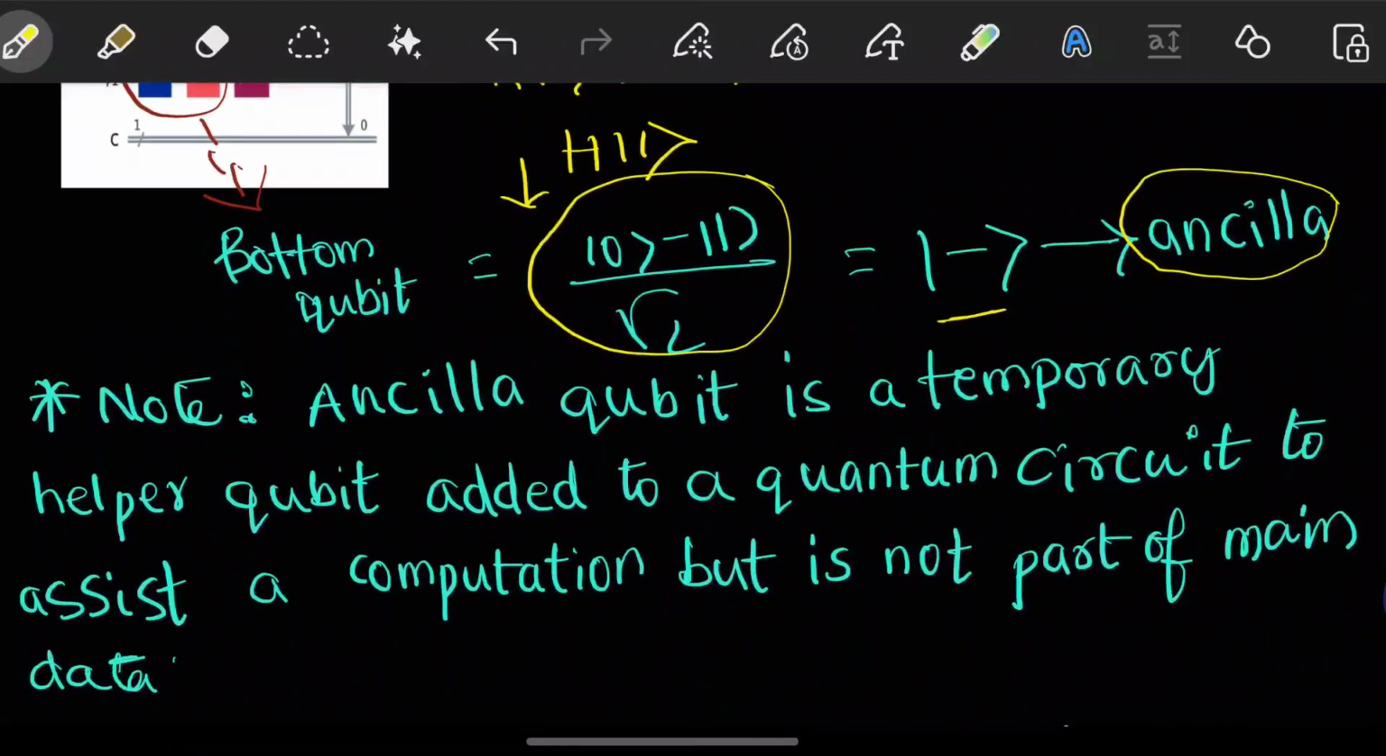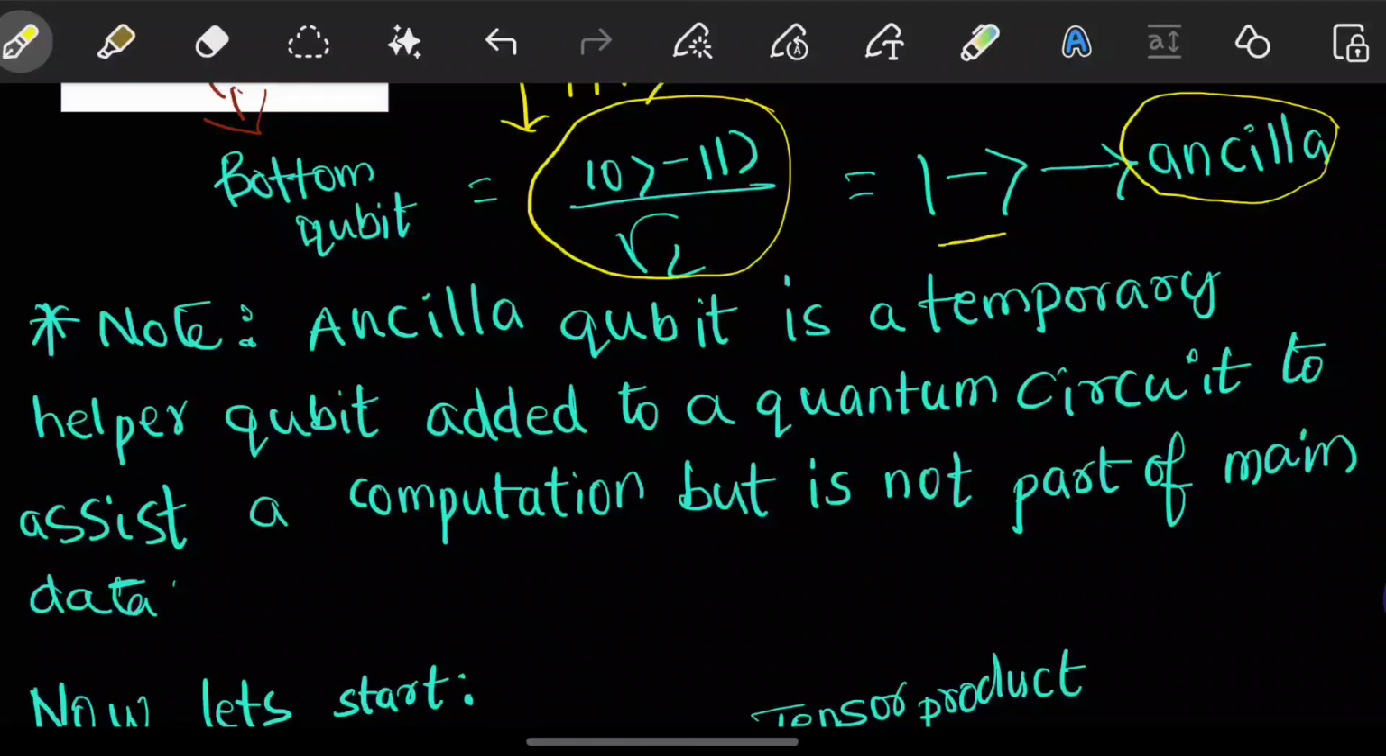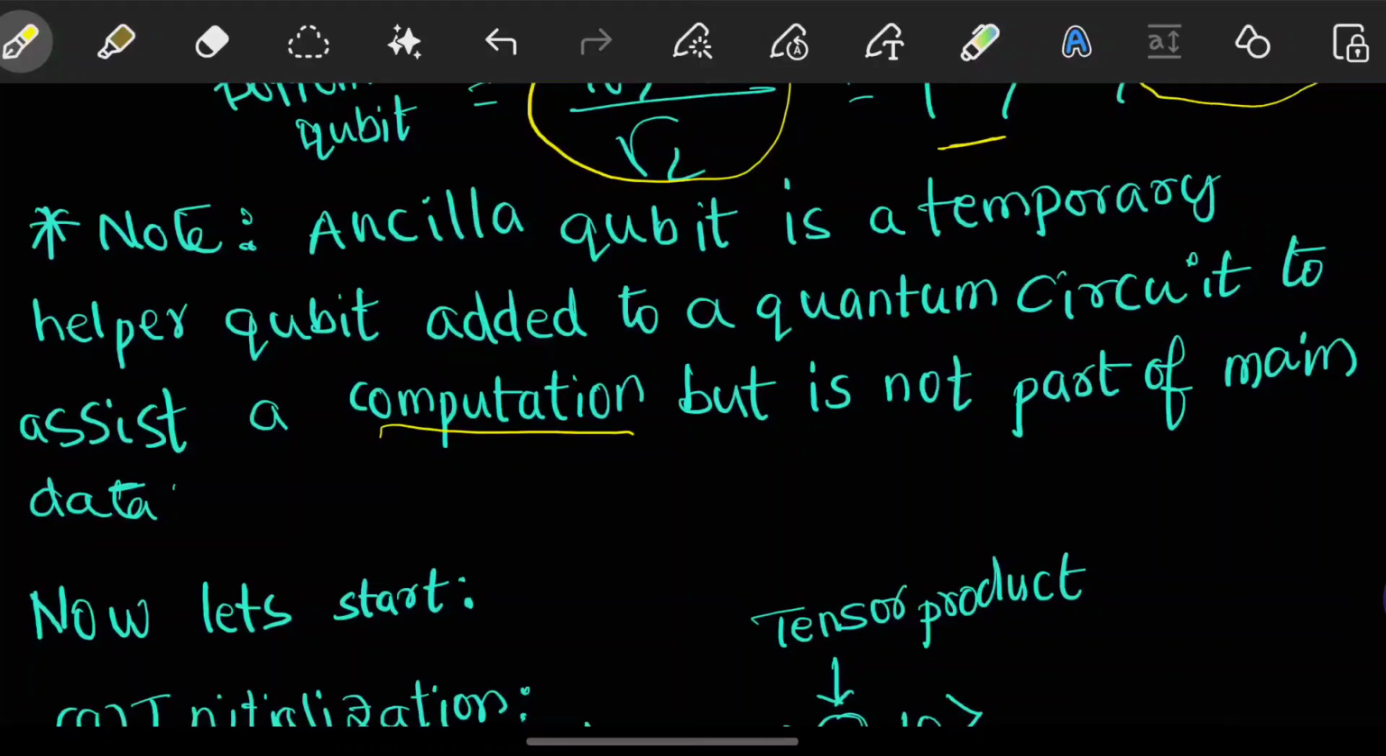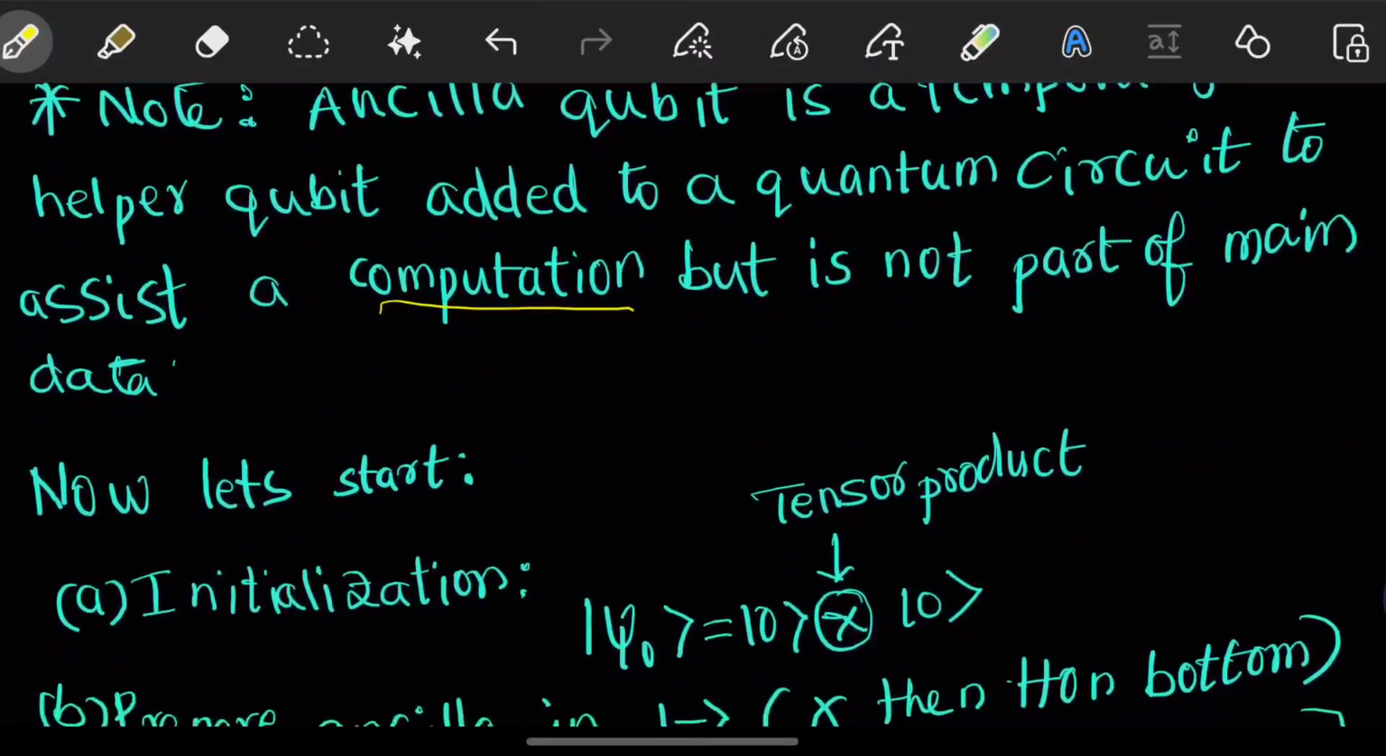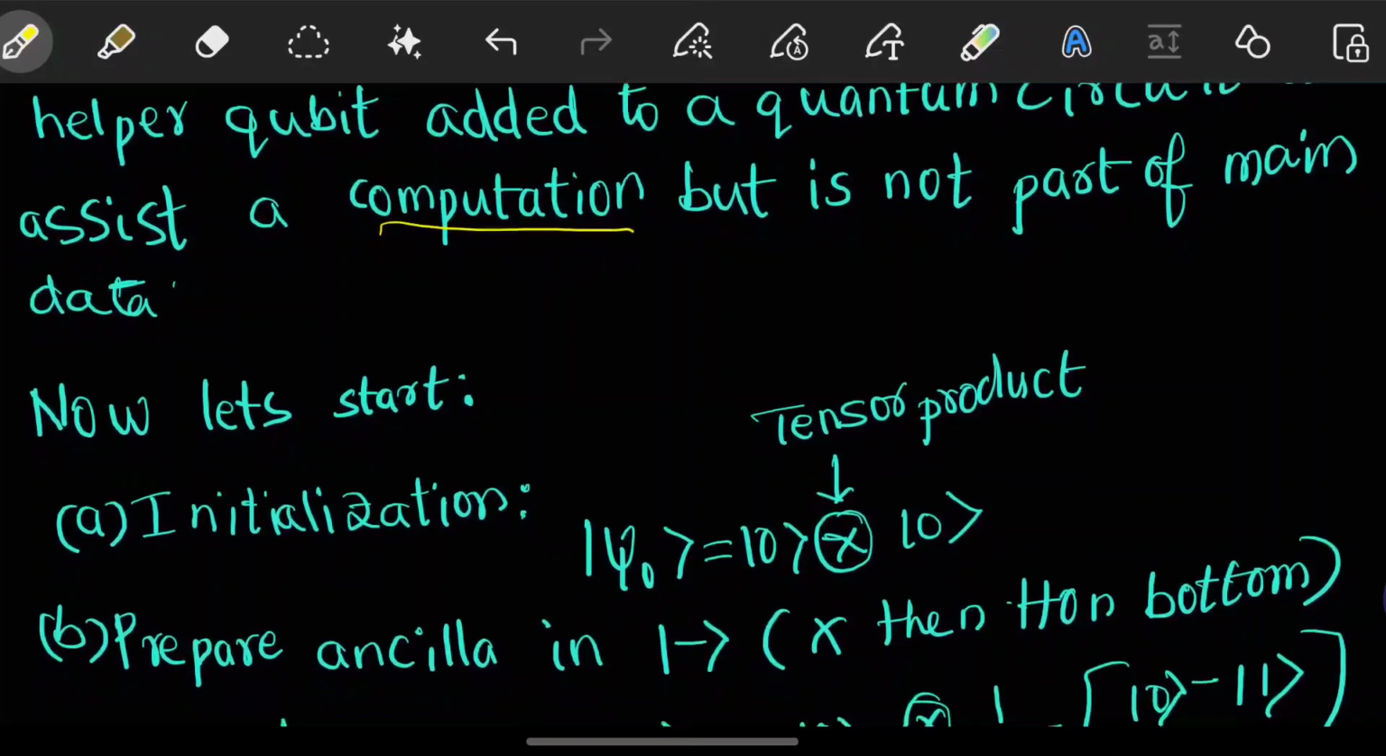I have given the definition: an ancilla qubit is a temporary helper qubit added to the quantum circuit to assist a computation, but it is not part of the main data. It just assists the main data, it is not like the main data.